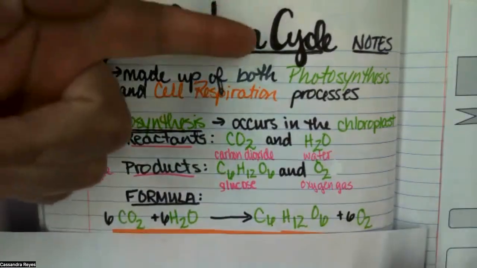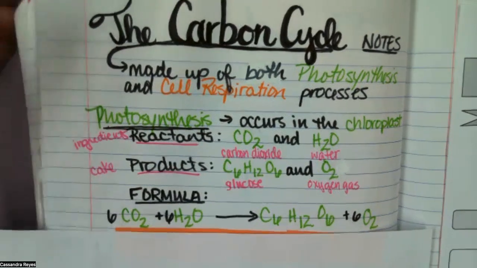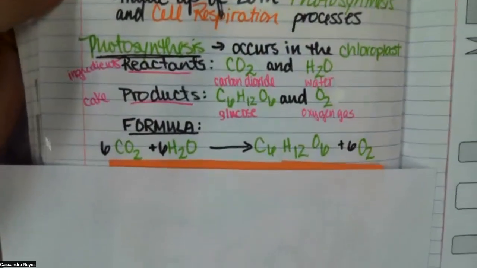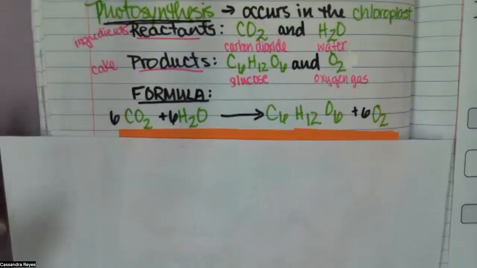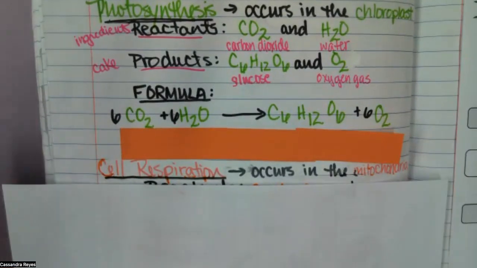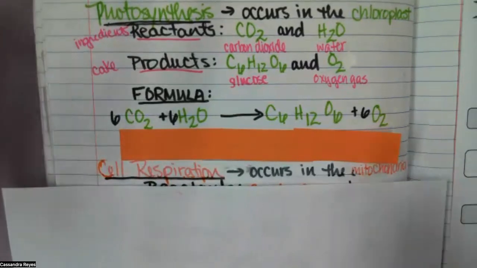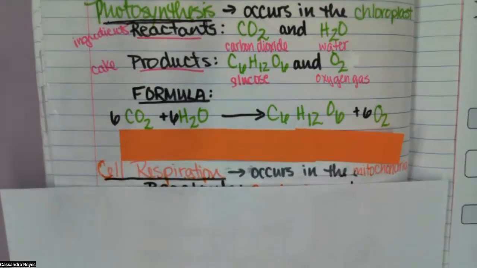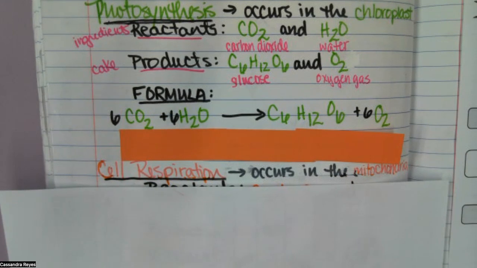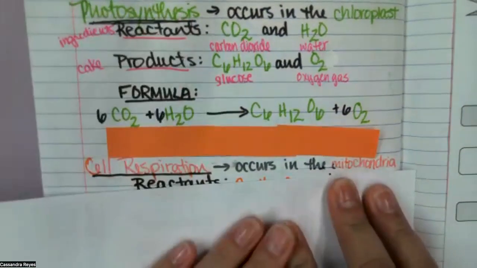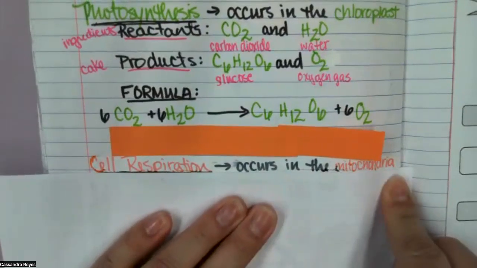Okay, so we talked about the photosynthesis process. Now, guess what we're going to talk about? We're going to talk about cellular respiration. Let's do it. Cellular respiration, quick reminder, occurs in this organelle within the cell called the mitochondria. The mighty mitochondria, known as the powerhouse of the cell. So cellular respiration is going to occur in the mitochondria.